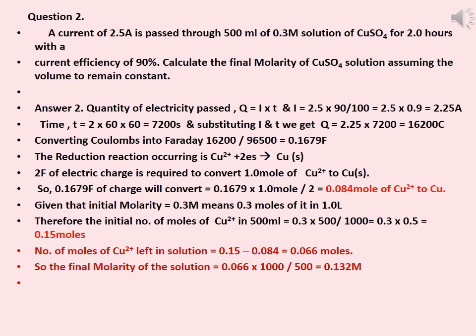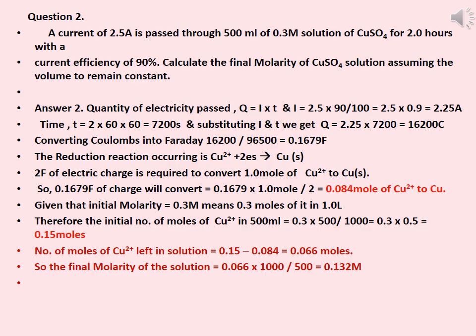So 0.1679 Faradays of current will convert how much of copper ions to copper? It would be 0.1679 into 1 mole divided by 2 Faradays, that is 2. So it is equal to 0.084 moles of copper ions have got converted to copper metal.